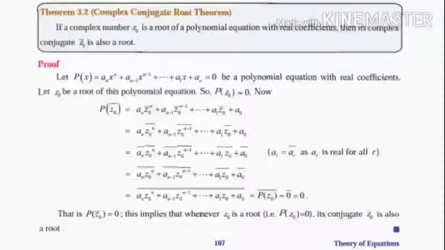Before starting with exercise 3.2 second sum, we are going to see two theorems now. The first one is the complex conjugate root theorem. The concept they are telling in this theorem is, if z0 is a root of the polynomial equation, then automatically its conjugate, z0 bar, is also a root. That is the condition they are telling you in this theorem.